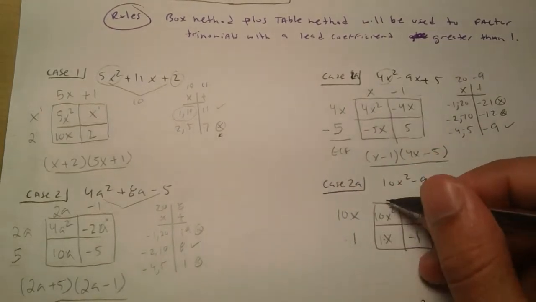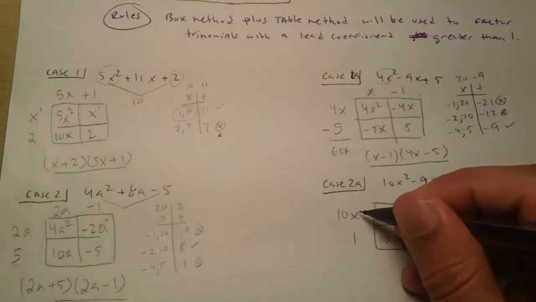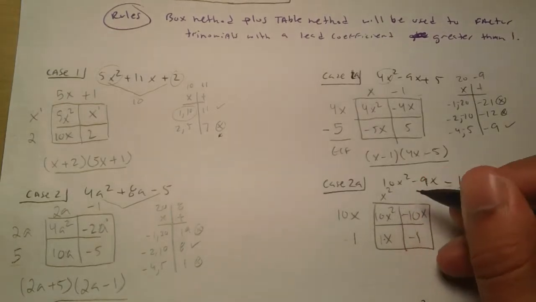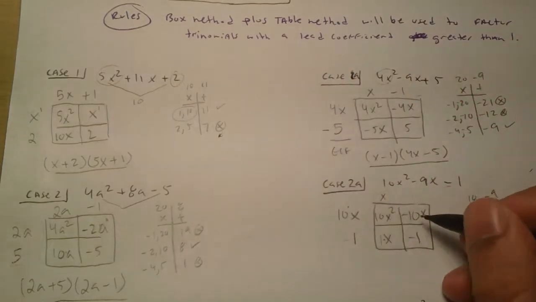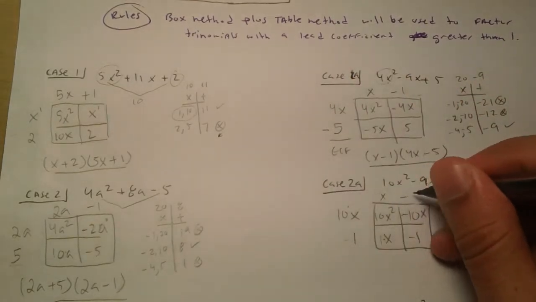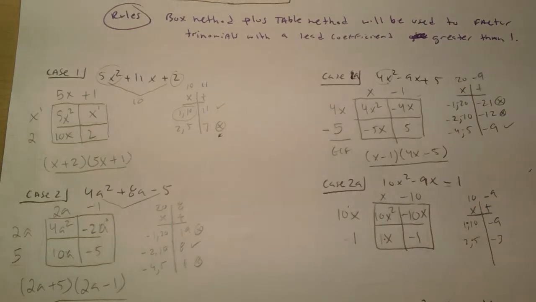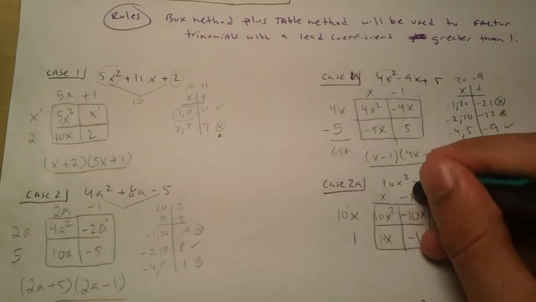So then 10x times what gives you a 10x squared, which would be x squared. Oh, sorry, should be x. 10x times what gives you negative 10x, should be a negative 10. Okay, actually, my mistake. It should be a negative 1.